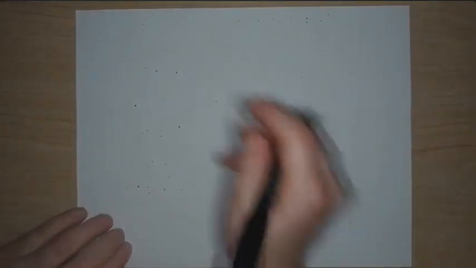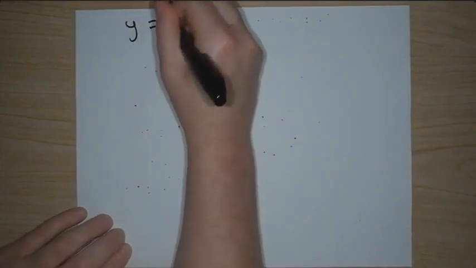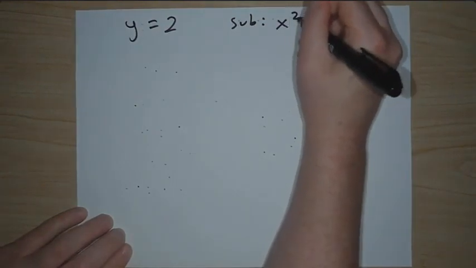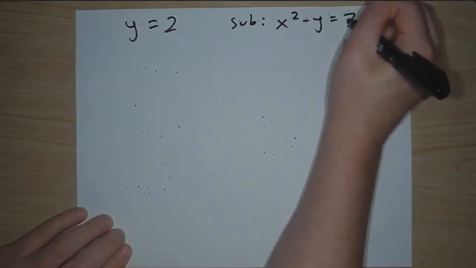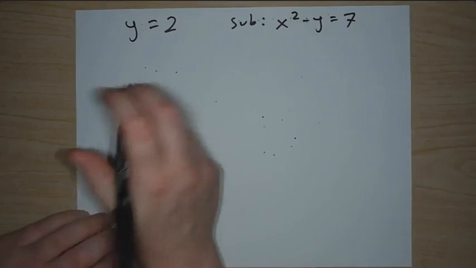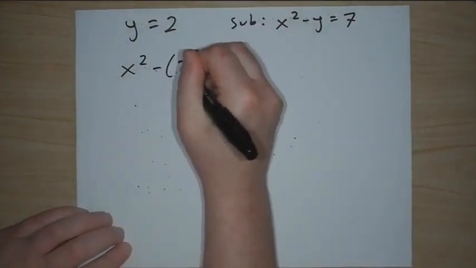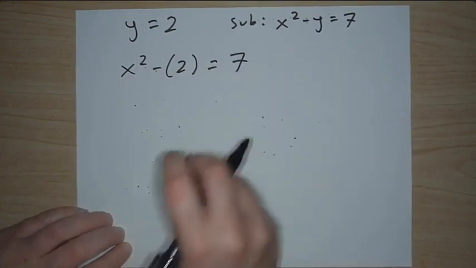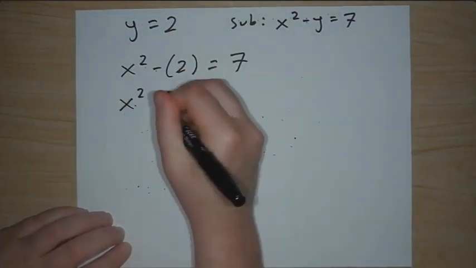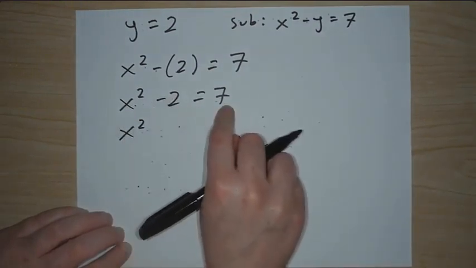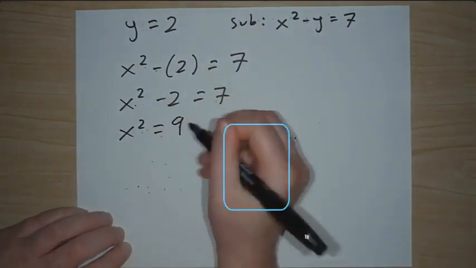So we have y is equal to 2. We're going to sub into the same exact equation, x squared minus y is equal to 7, to figure out what our x is when y is 2. So we have x squared minus our y, which is 2, is equal to 7. This is x squared minus 2 is equal to 7. Adding 2 on both sides, x squared is equal to 9.